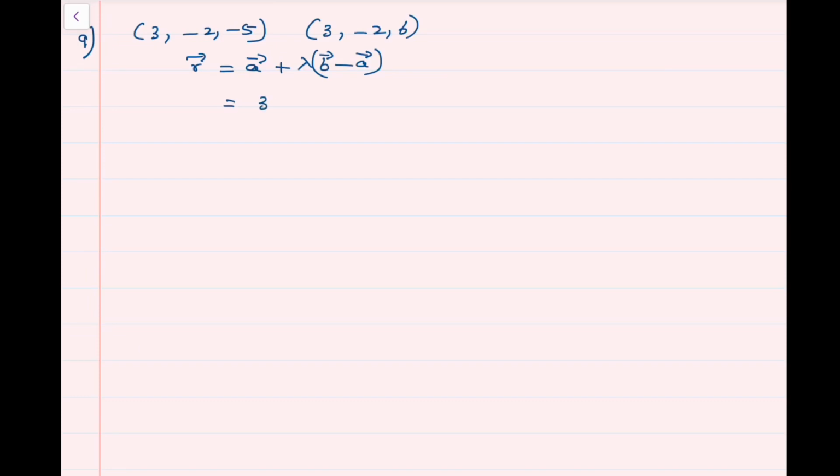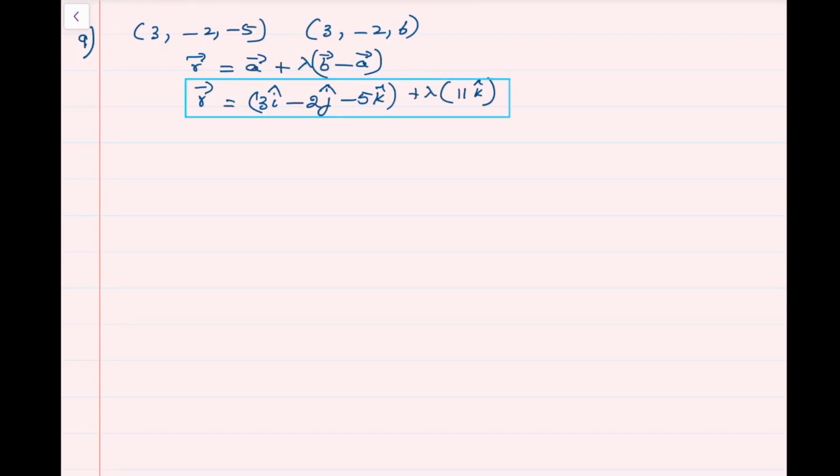Let us substitute 3i minus 2j minus 5k plus lambda times b minus a. 3 minus 3, 0, minus 2 minus of minus 2, that is also 0, 6 minus of minus 5 plus 5, 11 k cap. This is the vector equation of the straight line. We have to write the Cartesian equation also.